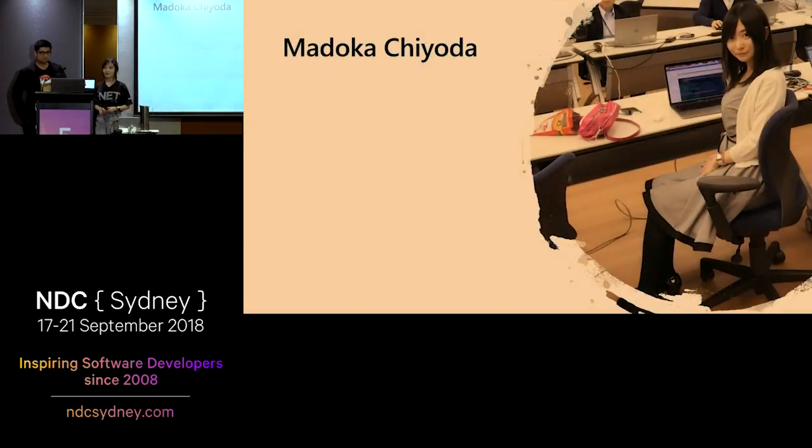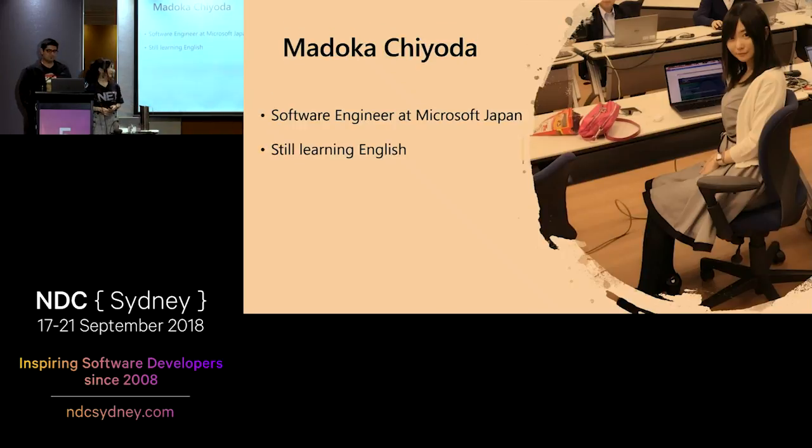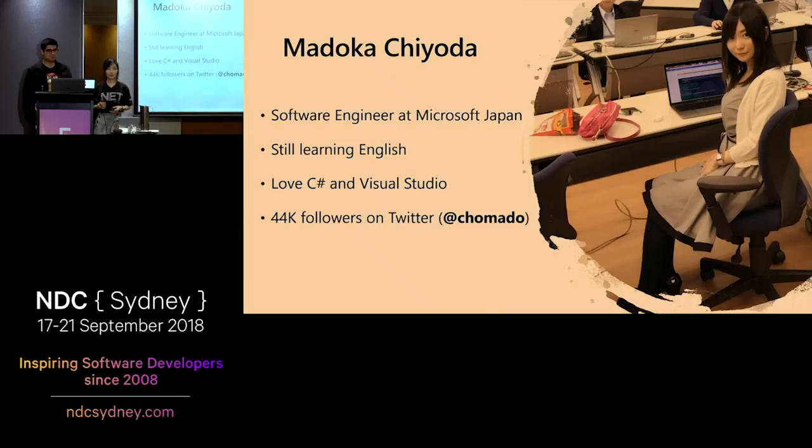Hi, I'm Madoka Chiyoda, and I'm a software engineer at Microsoft Japan. I am still learning English, so my English is not good enough yet, but I try my best. I love C# and Visual Studio. Before joining Microsoft, I had been a mobile app developer using Xamarin and Azure. I have 44,000 followers on Twitter at Tomado account.